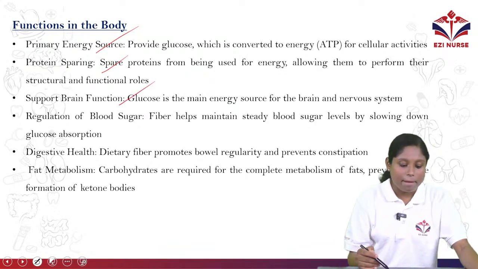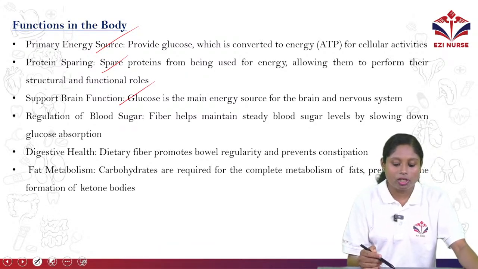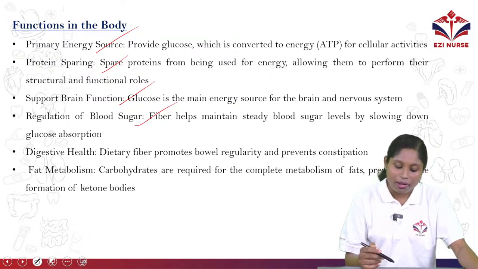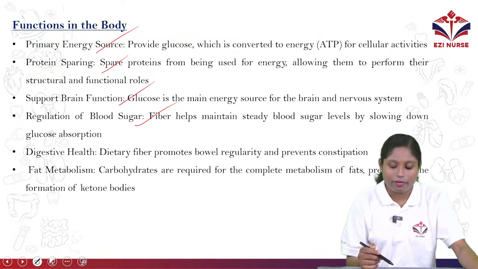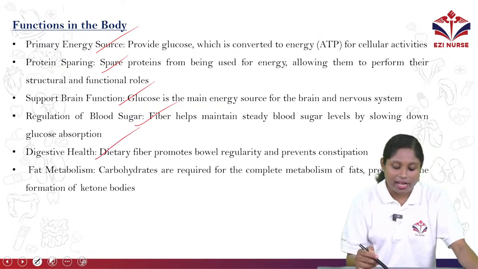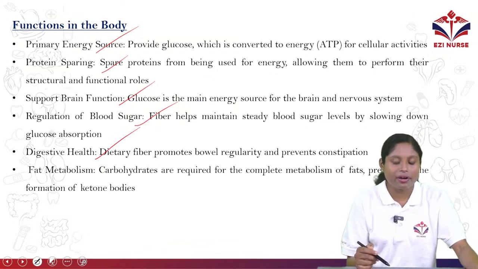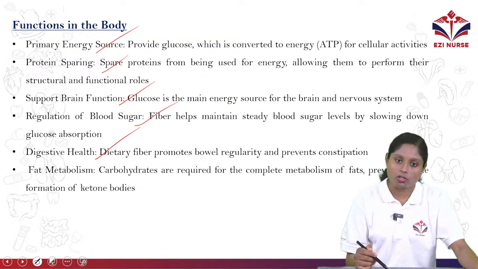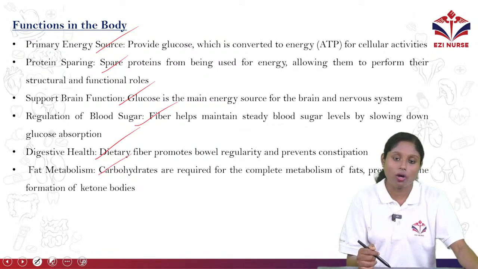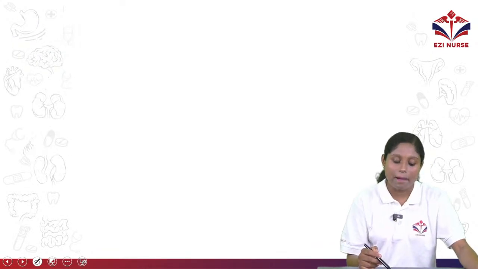And supporting brain function. So, glucose is the main energy source for the brain and nervous system. Regulation of blood sugar. Fiber helps in maintaining steady blood sugar level by slowing down the glucose absorption. Digestive health. Dietary fiber promotes bowel regularity and also prevents constipation. Fat metabolism. It also helps in fat metabolism. Carbohydrates are required for complete metabolism of fat, preventing the formation of ketone bodies. So, this is the function in the body.